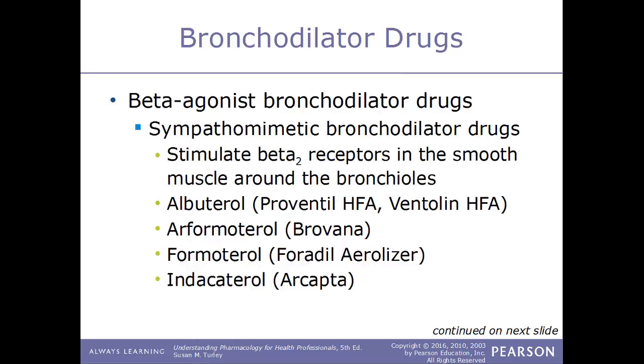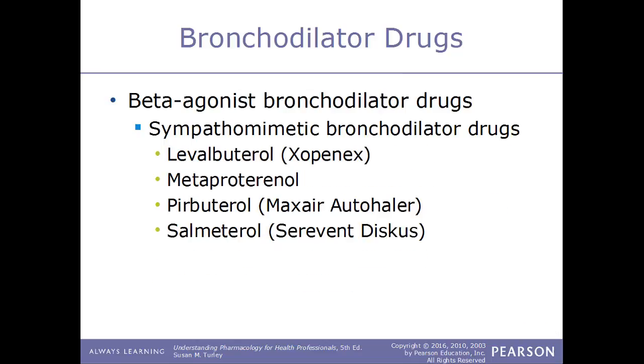A class within the beta-agonist bronchodilator drugs are drugs that are known as sympathomimetic bronchodilators. These work by stimulating the beta-2 receptors in the smooth muscle that are around the bronchioles. Some examples of this kind of drug would be albuterol, which is also known as Proventil HFA or Ventolin HFA, arformoterol, also known as Brovana, formoterol, which is known as Foradil Aerolizer, and indacaterol, which is known as Arcapta, levalbuterol, which is also known as Xopenex.